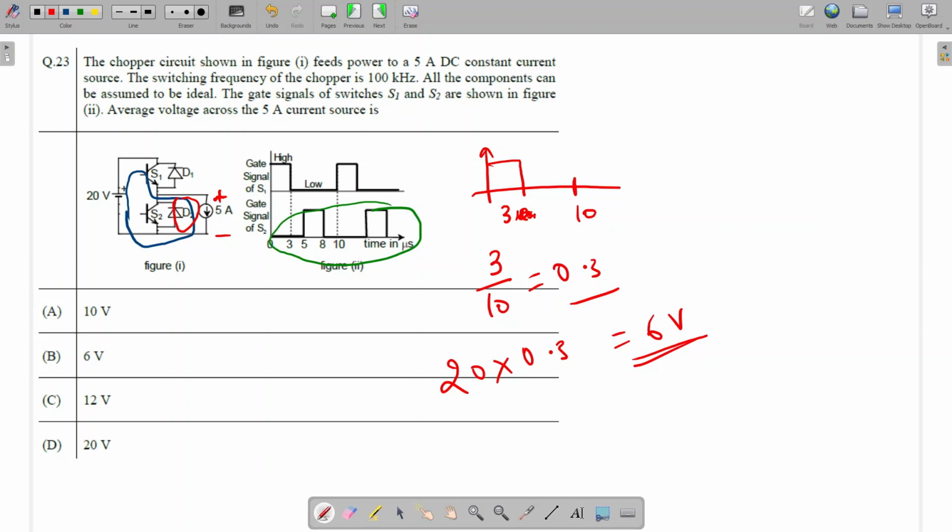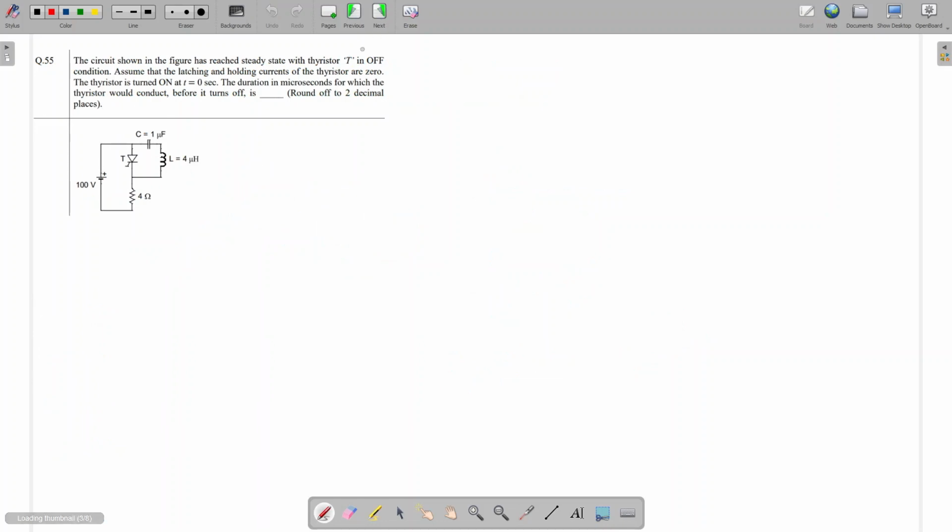Can anyone reply? Yes, sir. Okay, so I'm moving to the next question. This is good question, 2 marks question. So I will explain step by step.